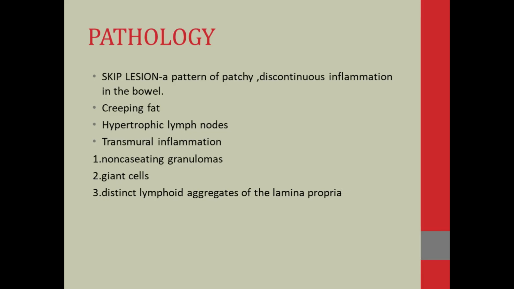The pathology. When we go for a biopsy, what can we see? There are skip lesions, a pattern of patchy, discontinuous inflammation in the bowel. There can be creeping fat, hypertrophic lymph nodes, and transmural inflammation. And we can also see non-caseating granulomas, giant cells, and distinct lymphoid aggregates of the lamina propria.